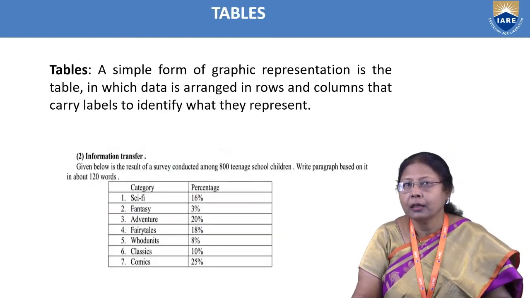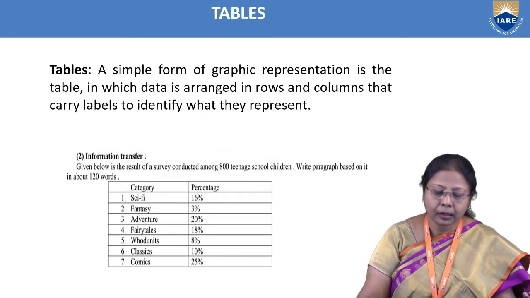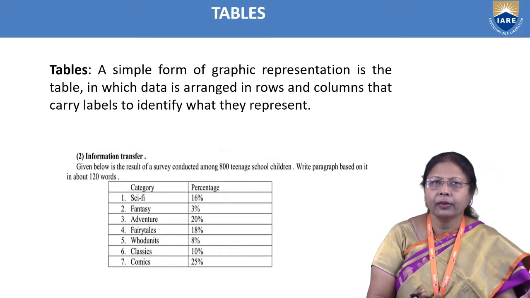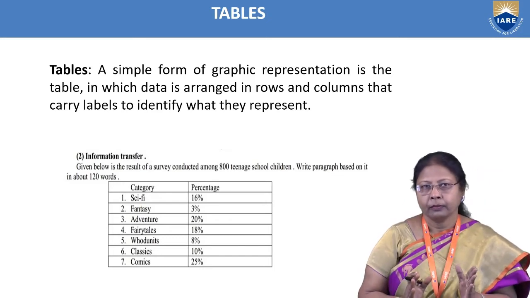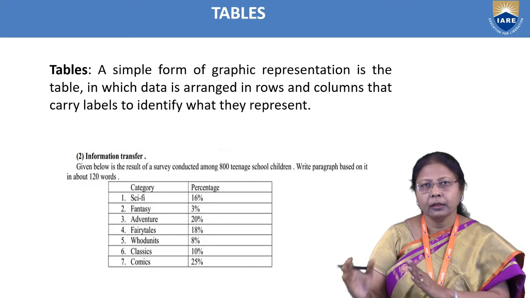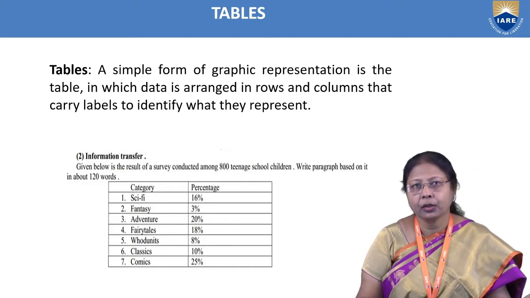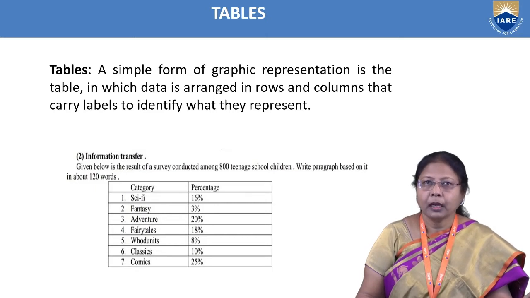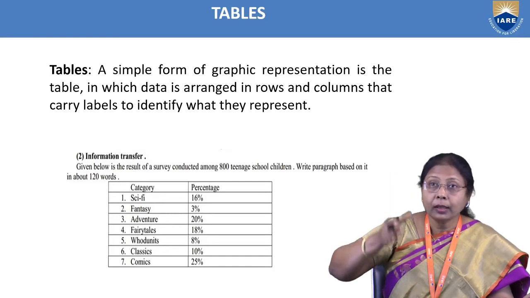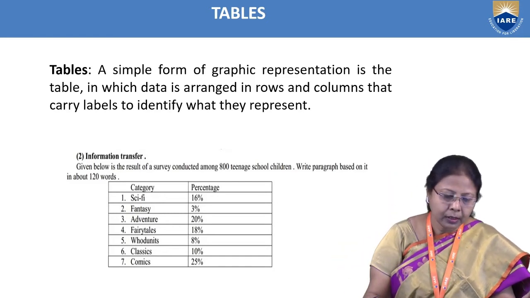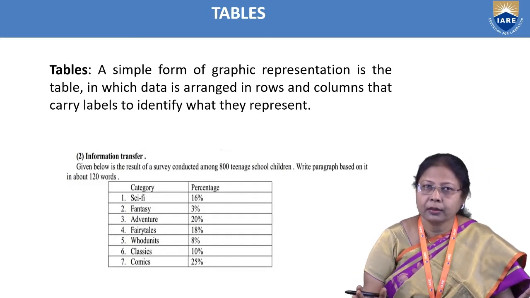Then the third one is tables. Effectively, we can show complete data in the form of a table. Usually in every organization, we use tables to categorize different things. Here you see, this is also a simple form of graphic representation, in the form of a table, where data is arranged in rows and columns. Rows and columns carry labels to identify what they represent.